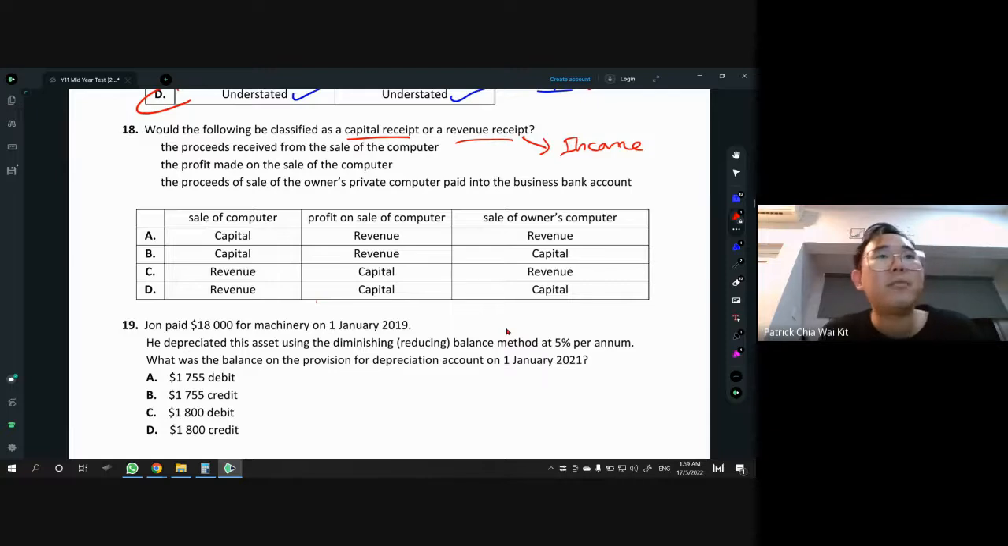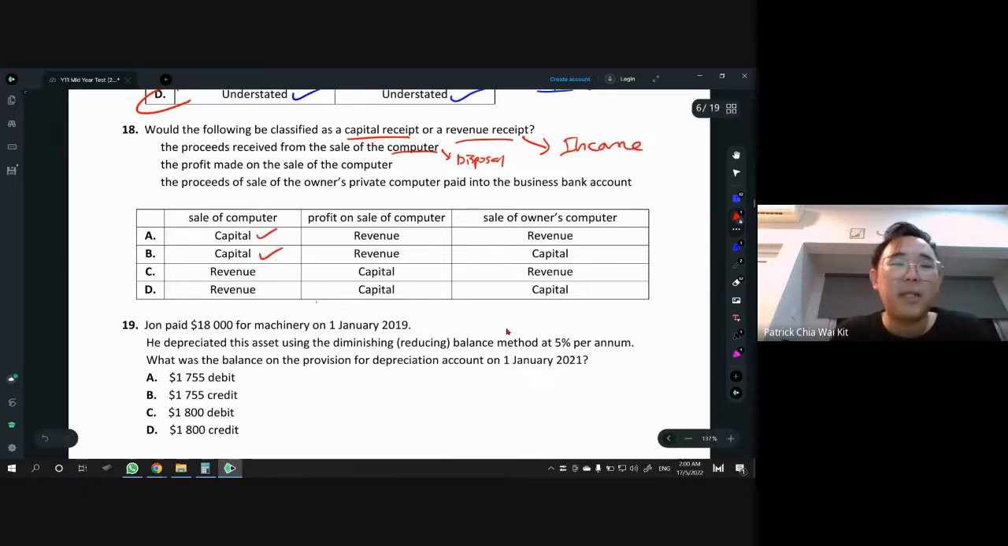So the first one, the proceeds received from the sale of a computer. A computer is NCA, and we are selling NCA. Technically, this is a disposal. So the money that we get from disposal is a capital receipt. So the sale of computer is a capital receipt. Okay, the profit made on the sale of the computer, profit-wise, is income, right? So income is all considered as revenue receipt.